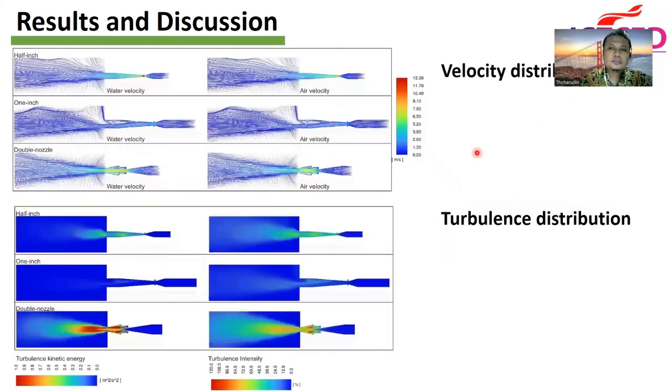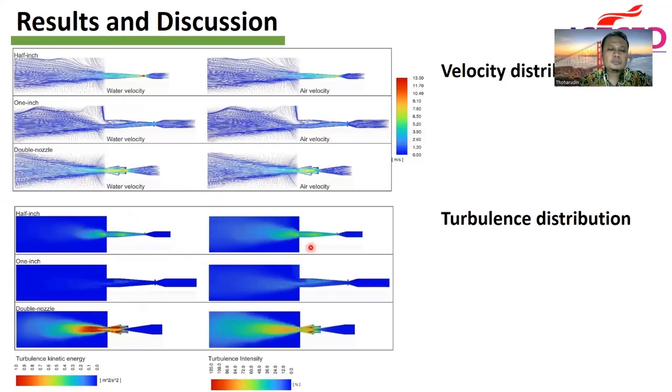And it is the velocity distribution here. We can observe that for the half inch and double nozzle Venturi bubble generator, the velocity after the neck section is very high. It is typically different from the one here. So the velocity between the divergent section, the convergent section, and the neck or throat section does not have a large difference. And then it is the kinetic turbulence here, and then the turbulent intensity here.